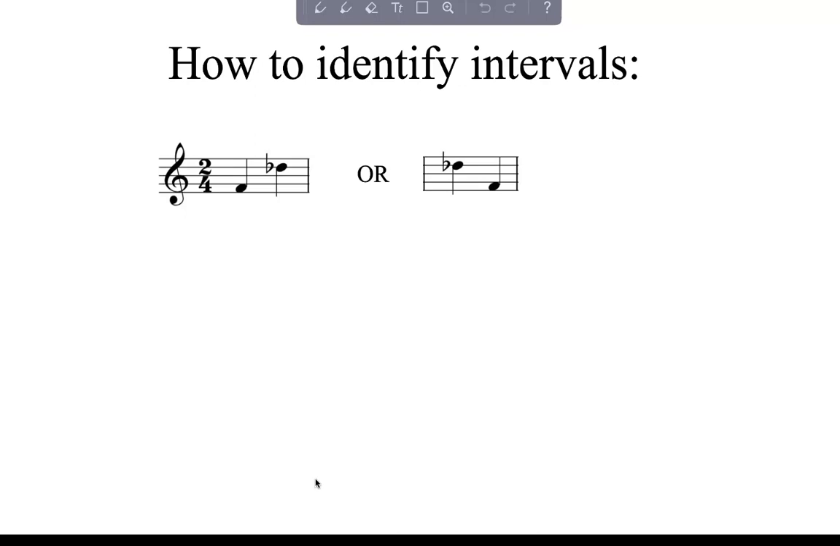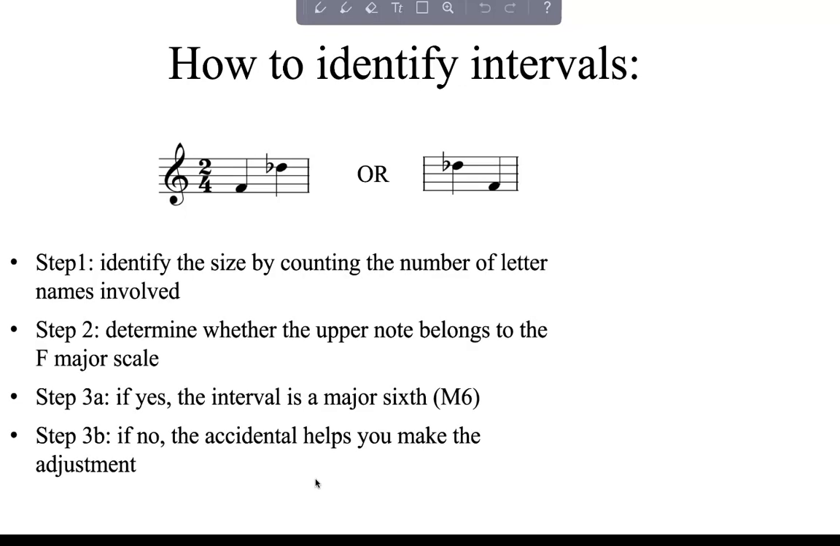The last part of this presentation is about identifying intervals. So here we have an example, interval F, D flat, or the reverse version, D flat and F. So we're gonna go over these steps together and find out what interval this is. Step 1, identify the size by counting the number of letter names involved. So let's count together. F, G, A, B, C, D. So the size of the interval is a 6.